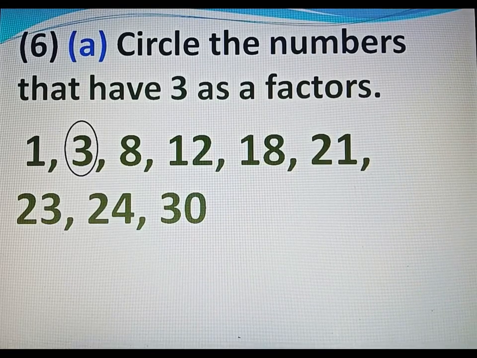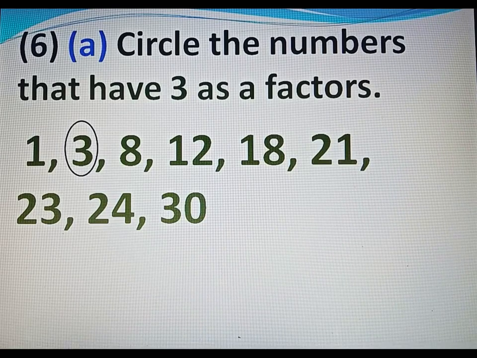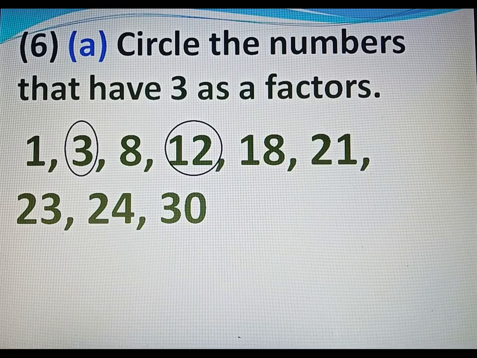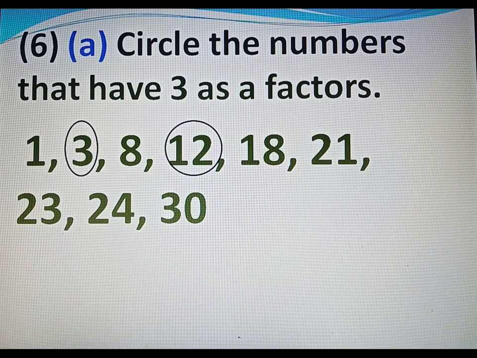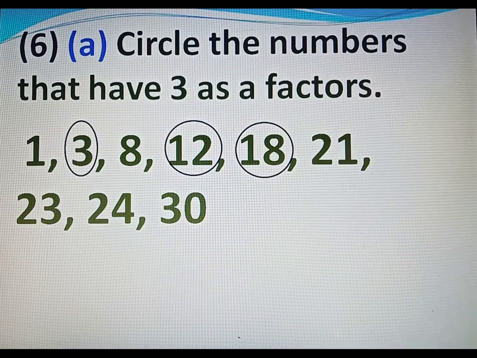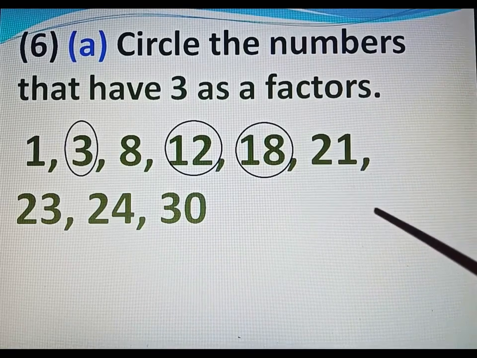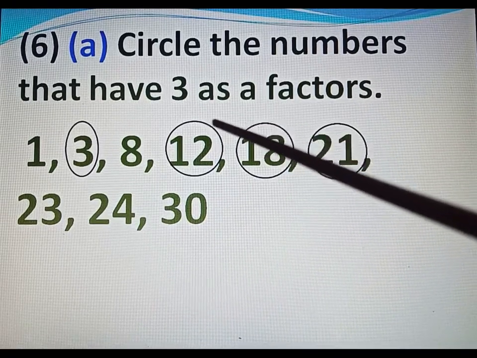Now see 8. 8 is not divisible by 3. So 8 is a number that does not have 3 as a factor. Now next number 12. See, 12 is divisible by 3. So 12 is a number that has 3 as a factor. Now see 18. 18 is divisible by 3. So 18 is a number that has 3 as a factor. Now see next number 21. 21 is divisible by 3. So we will circle this number, that is 21. So 21 is a number that has 3 as a factor.